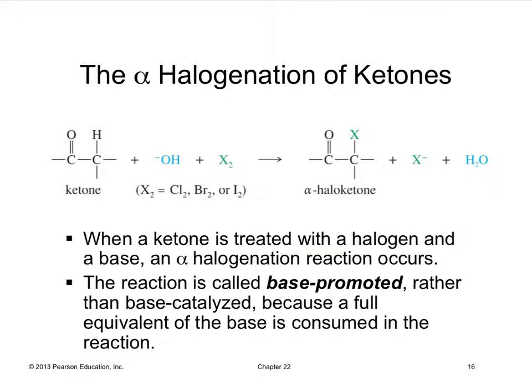Alpha halogenation of ketones. So we have a ketone in the presence of OH minus. X2 is any Cl2, Br2, or I2. This will generate an alpha haloketone, and so this is called alpha halogenation. The reaction is base promoted rather than base catalyzed, because a full equivalent of base is consumed in the reaction.